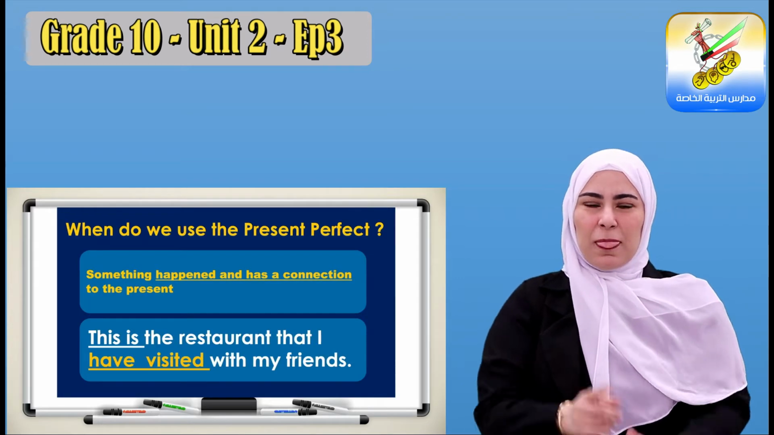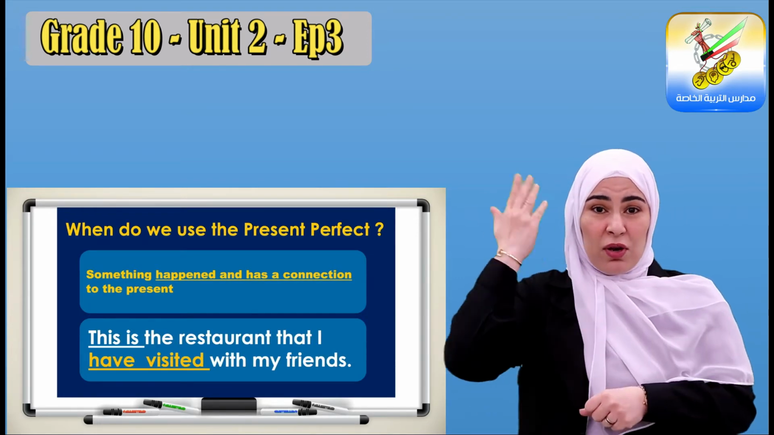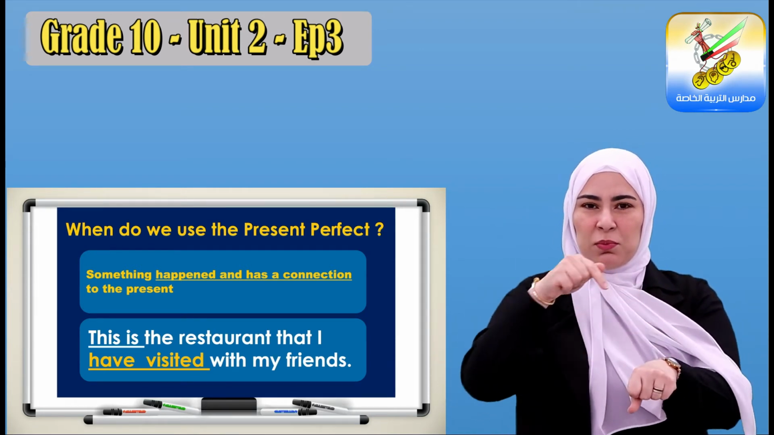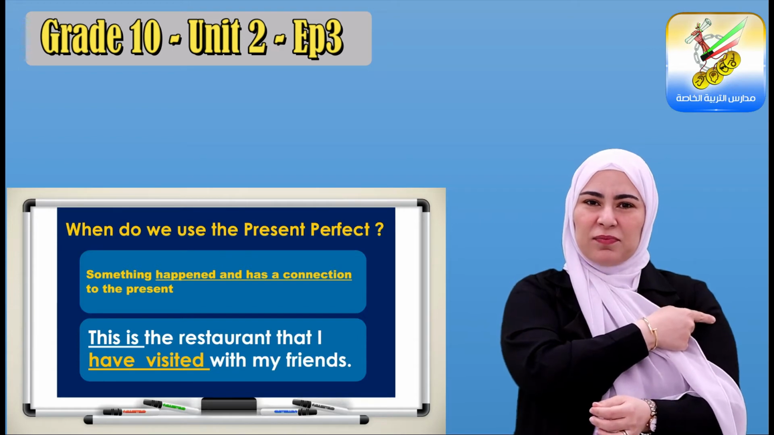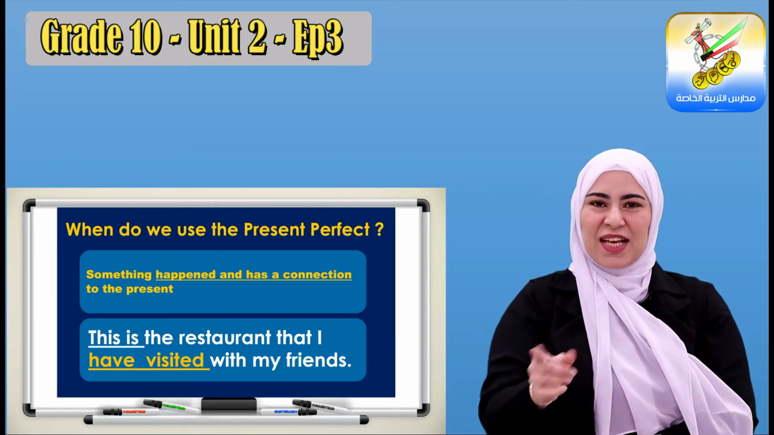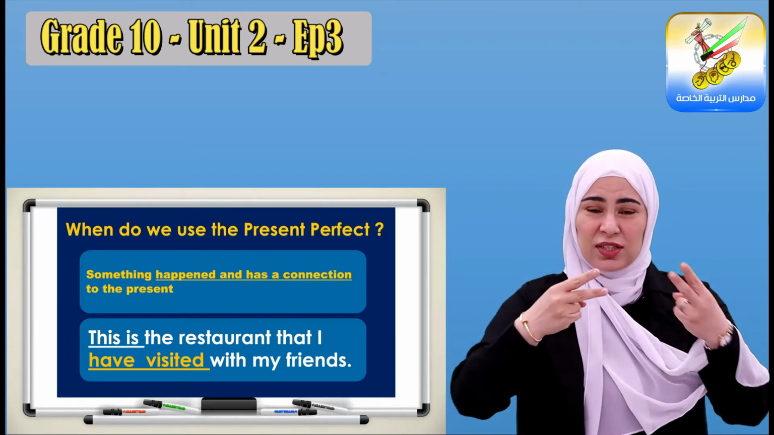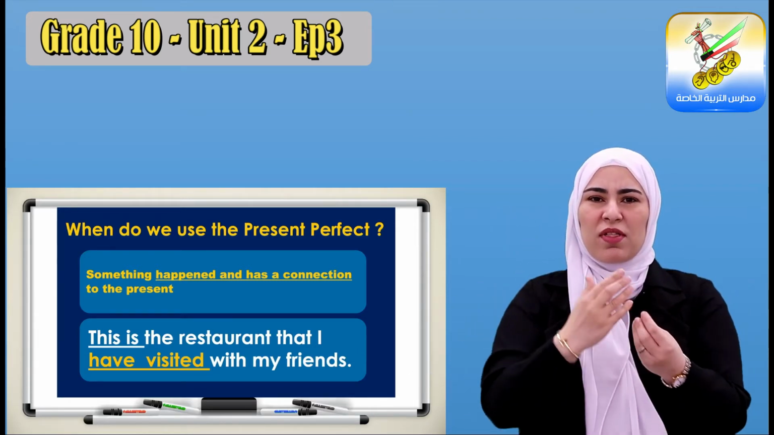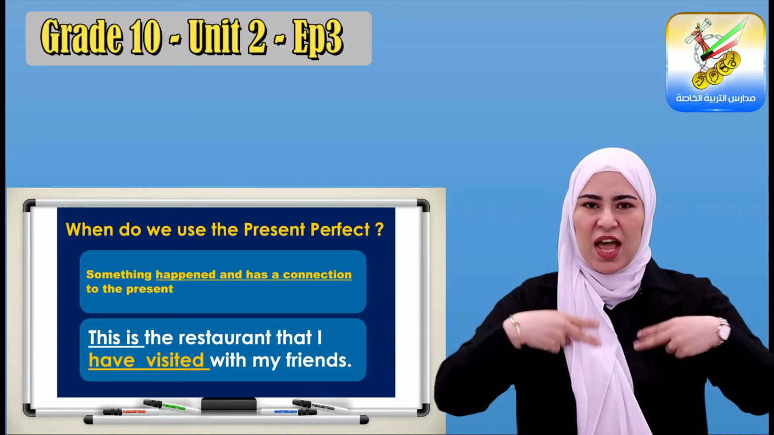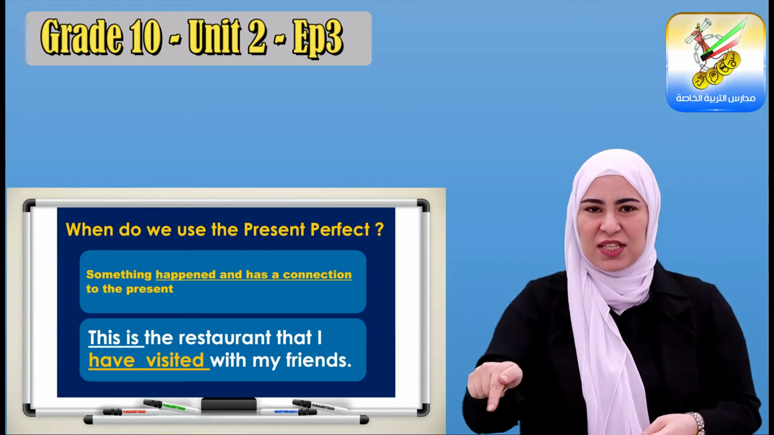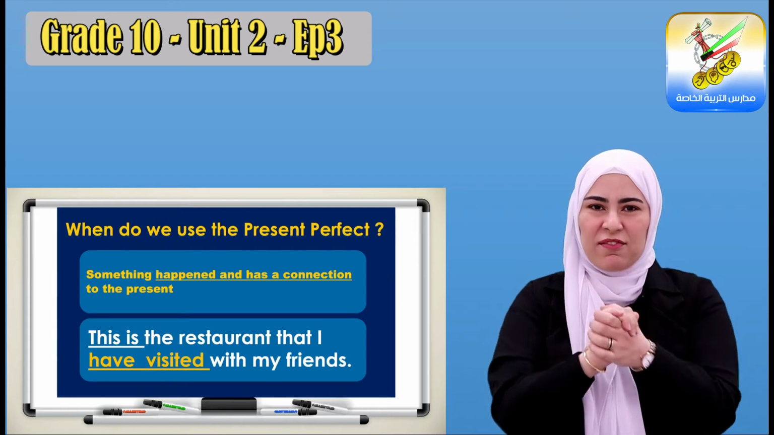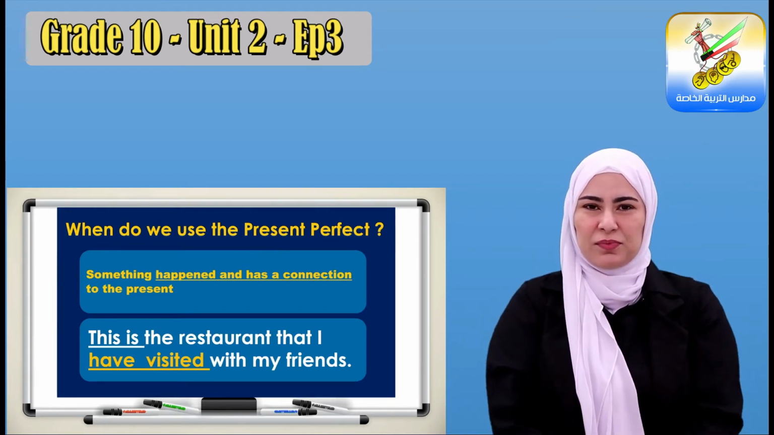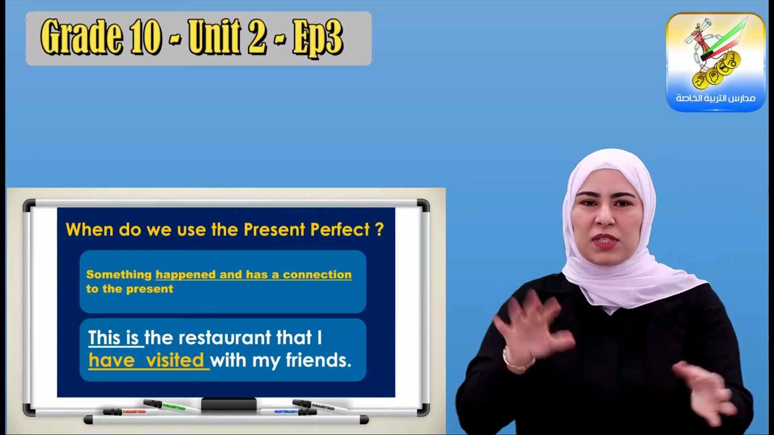If something happened in the past and has a connection to the present, we use the present perfect for it. For example, this is the restaurant that I have visited with my friends. So something happened in the past, which is have visited. I have visited this restaurant with my friends, and it has a connection with the present because I'm pointing at the restaurant now. This is the restaurant that I have visited with my friends. That's why I'm using the present perfect.